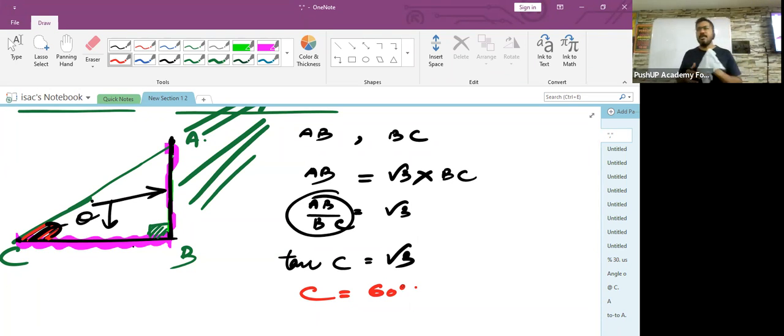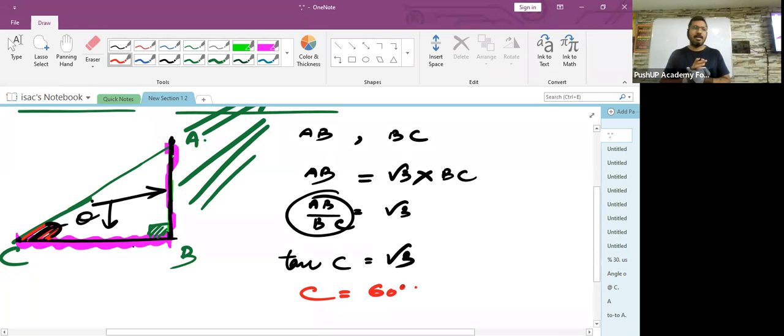Tan with reference to 60 degrees is always root 3. I hope you all learned the trigonometric ratios of standard angles 30, 45, and 60. At any time, I'll be asking you the questions.